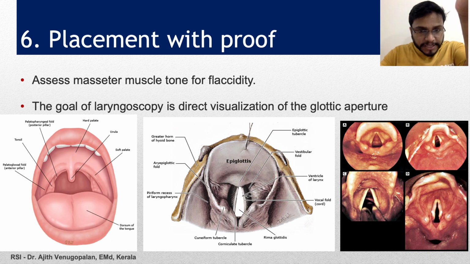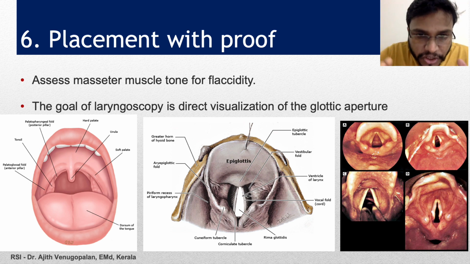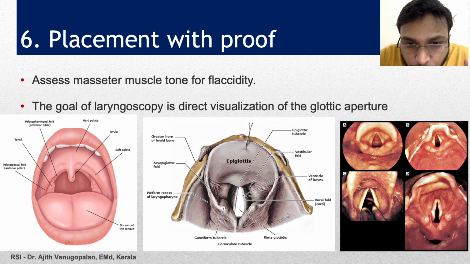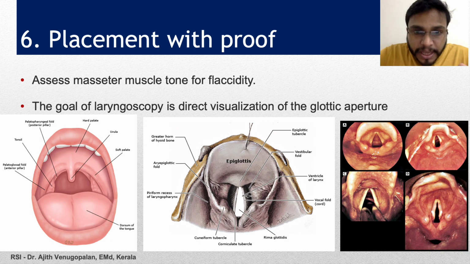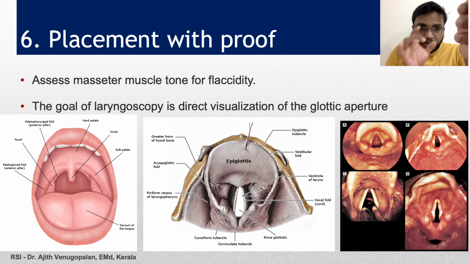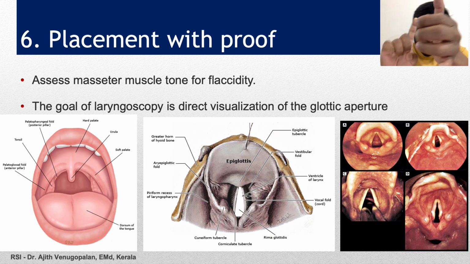Once you lift it up, you have an anatomical visualization of the epiglottis, of the vocal cord, of the cartilages, and posterior to that you can see the esophagus. So this is the anatomical orientation that you're going to get. And once that is there, fix your scope. Make sure that you don't move the scope.